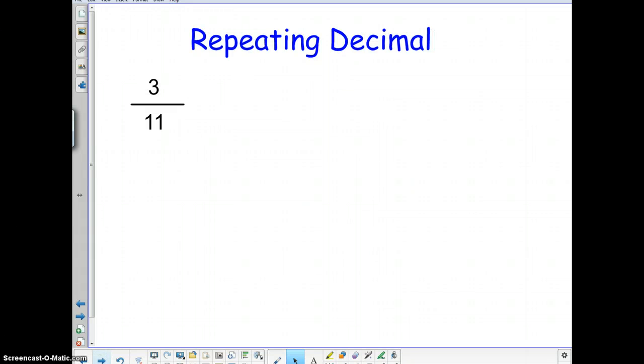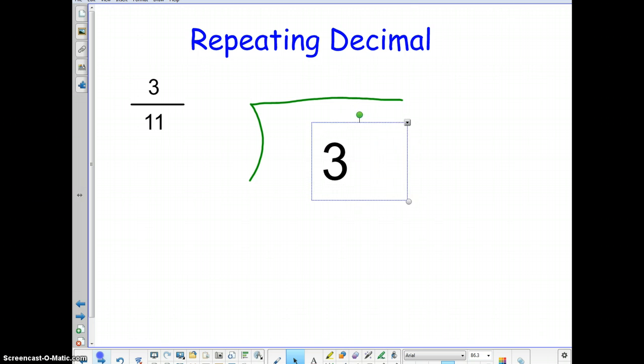Okay. Now, the last one, 0.16, that was a terminating decimal. Now I want to show you a repeating decimal. So 3/11, we're going to be doing the same technique. So we got to draw the house. We put the number on top. That goes in the house. So 3 goes in the house.